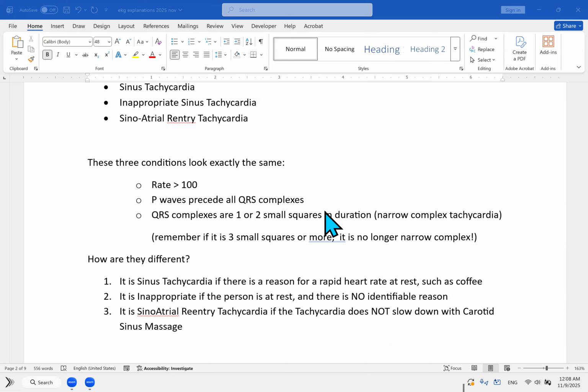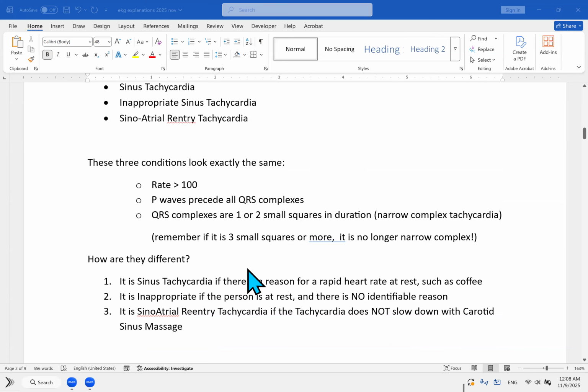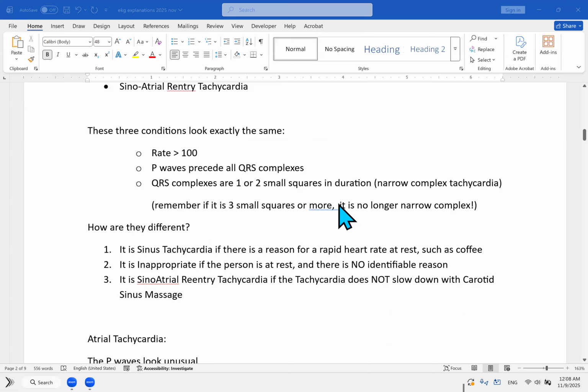Now, how about the third one? Sinoatrial reentry tachycardia. So in this condition, and all three of them look exactly the same, there is no way to tell from the EKG alone. The way you can tell is if you do a carotid sinus massage, with a sinoatrial reentry tachycardia, it will not slow down. That's the only way you can tell if it is sinoatrial reentry tachycardia. Looking at the EKG alone or the rate alone, there's no way to tell. Okay, so those are the three you need to remember.